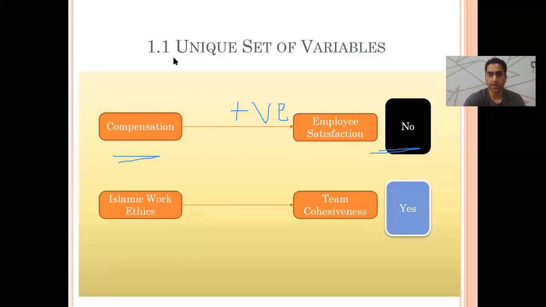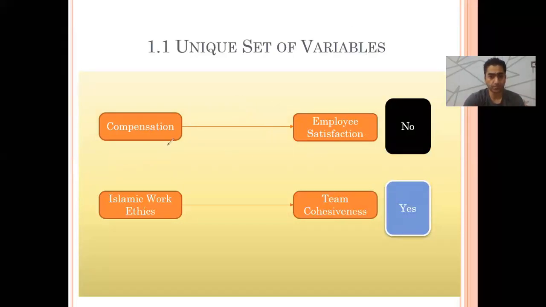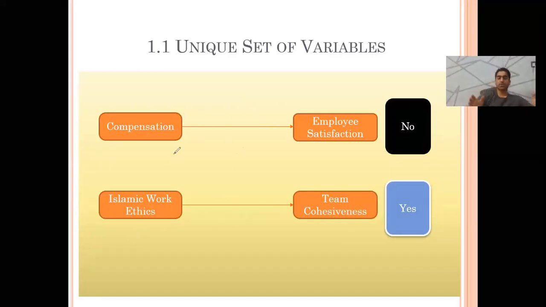Now, students, here you can see compensation leading towards employee satisfaction. No, you can't work on that. But you can work on Islamic work ethics and team cohesiveness. How are these two related? The models are quite simple, independent to dependent relationship. But here, not everyone knows about it. In this case, if you find any evidence on the same kind of topic, Islamic work ethics leading towards team cohesiveness, then still you can't work on it.